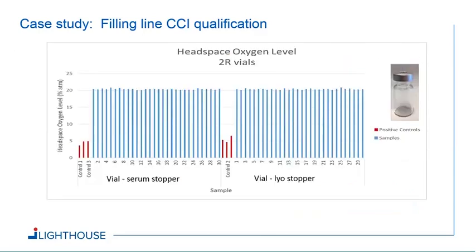If you look at the data generated from this study, here's some example data from the 2R vials. There were 2 different vial stopper combinations, and you can see that the initial 20.9% headspace oxygen levels stayed constant for all of the sealed samples, but the positive controls that were included in these studies showed a significant drop in the oxygen levels and were easily identified as leaking vials compared to the sealed vials. And so it was very straightforward to generate this filling line CCI qualification data.